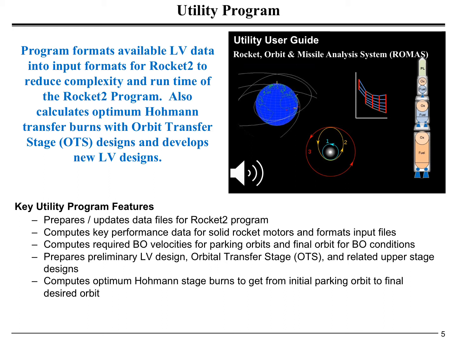The utility program also looks at optimum Hohmann transfer burns, deciding on orbit transfer stages design, and helps with new designs. Key features: it prepares or updates data files for the Rocket 2 program. It computes key performance data for solid rocket motors that you may get from rocket motor manufacturers.